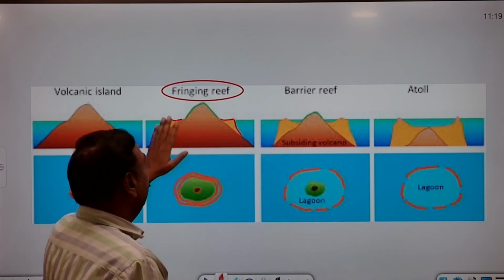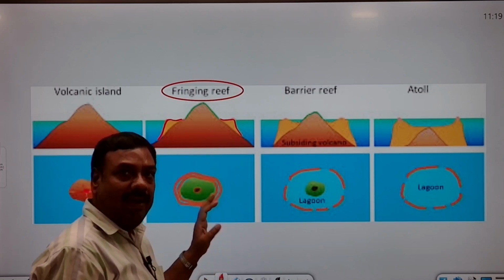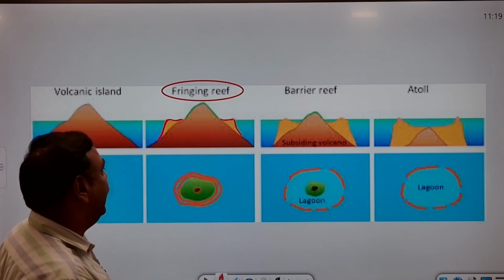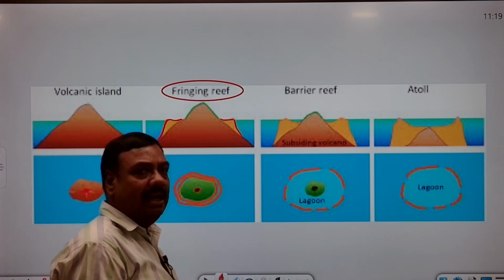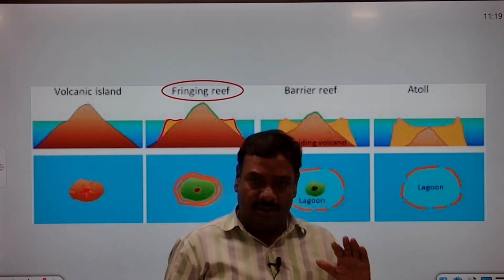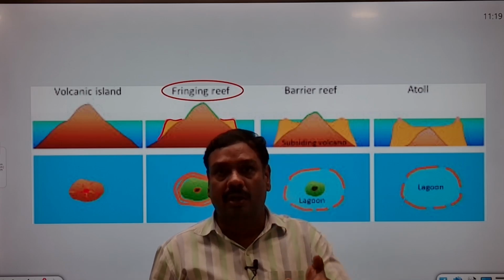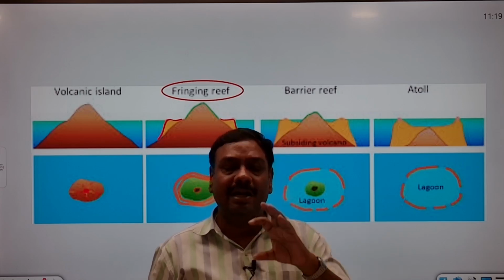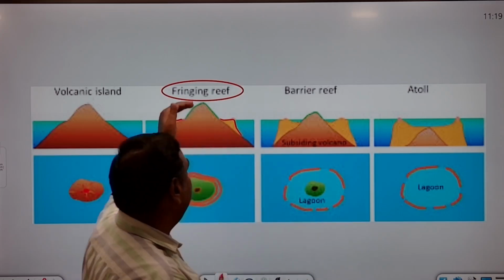Then what happens? As I told you, once a volcanic island has been formed, after that when it is going to be cooled and subducted, it starts sinking.